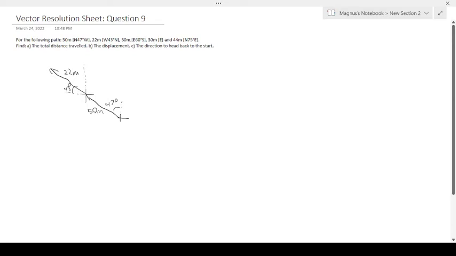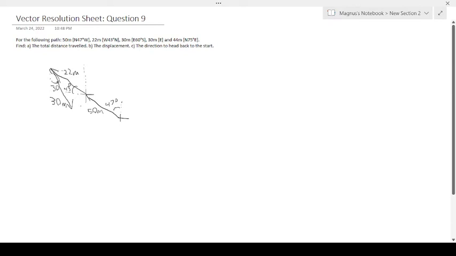Okay, next, 30 meters east, 60 degrees south. So this is east, and we want to go 60 degrees towards south. We know the angle from here is 60. I'm going to put it here so it's easier to see, because 90 minus 60 is 30. That's 30 degrees. And this is not 60 meters, it's 30 meters.